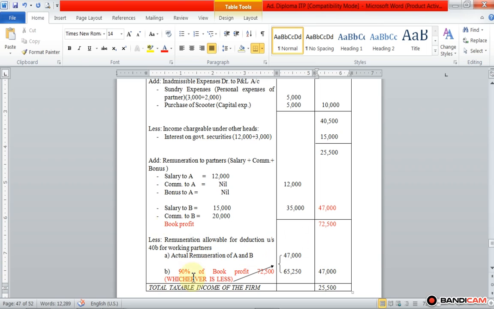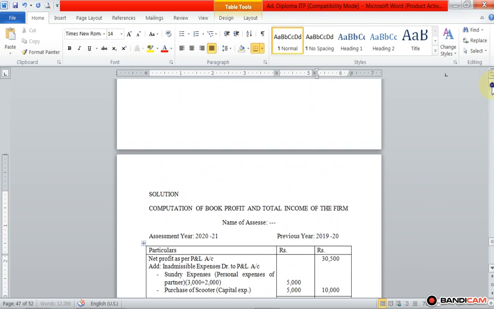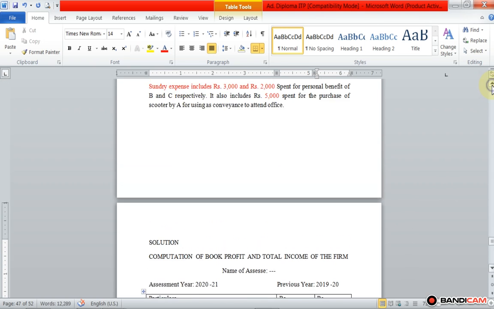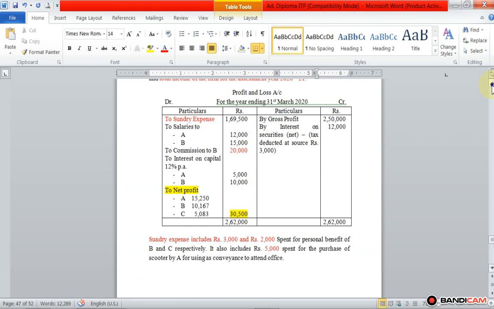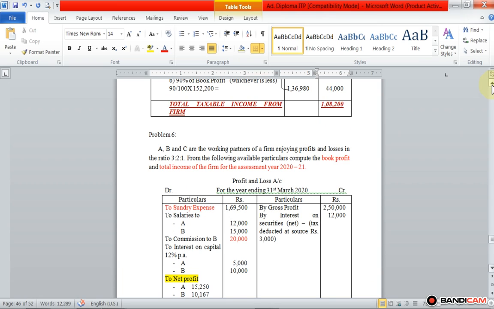It means we have to find out both book profit and total taxable income of the firm. Okay, so here the problem number 6 is completed, ABC firm or partnership firm. In our next lecture we will study problem number 7 on computation of partnership firm. Problem number 7 is very difficult and very important problem. All the adjustments are covered under problem number 7.